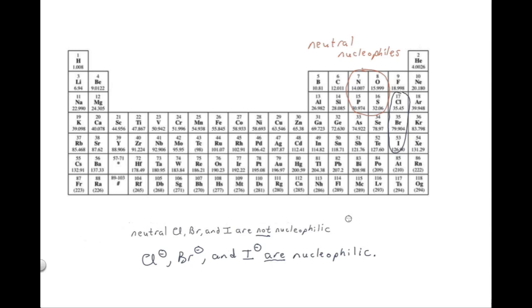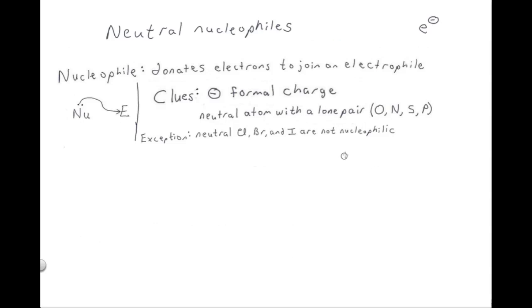So you can't just say that bromine is a nucleophile or that bromine is not a nucleophile. You have to specify the formal charge. Neutral bromine is not nucleophilic, even though it has a lone pair. Negative bromine is nucleophilic. The upshot is that you should memorize that neutral oxygen, neutral nitrogen, neutral sulfur, and neutral phosphorus are often used as nucleophiles because they have lone pairs.